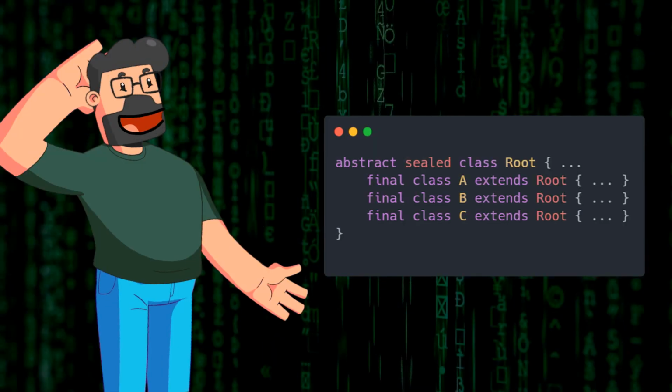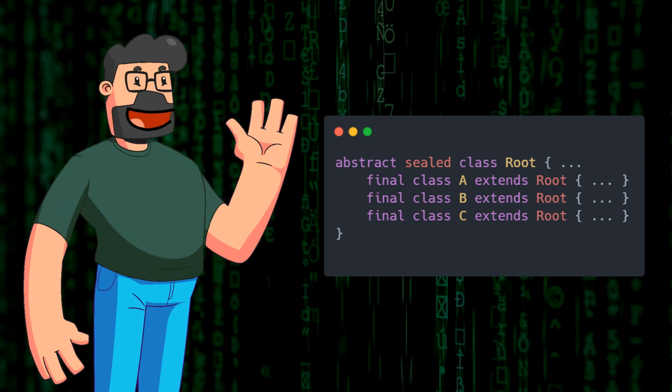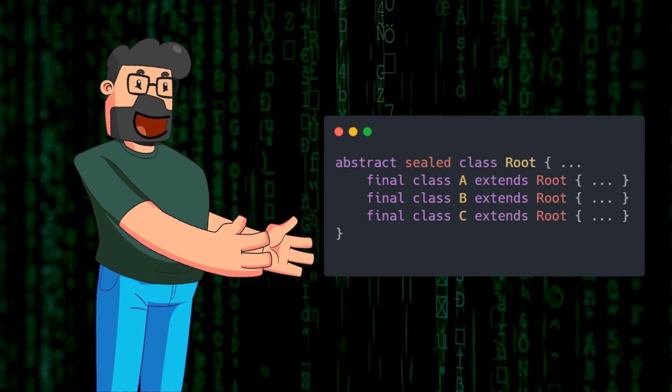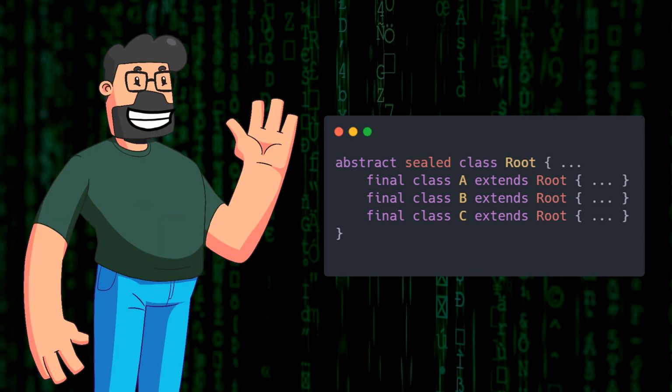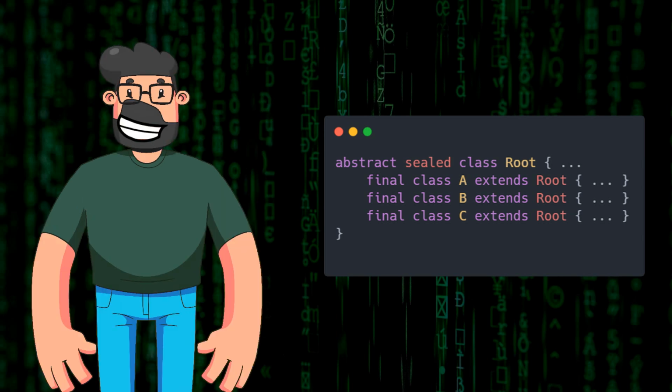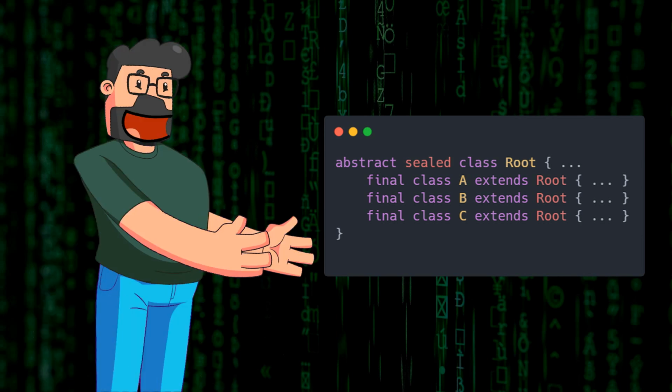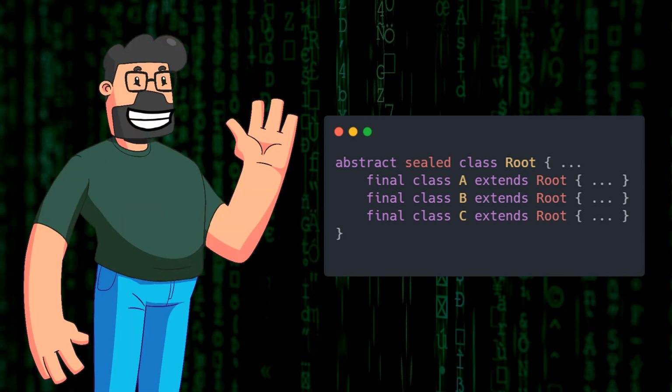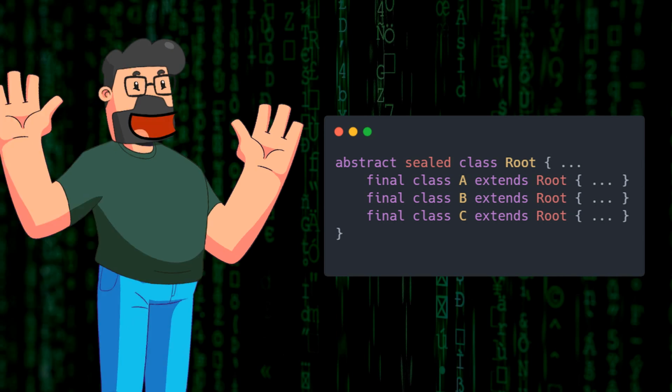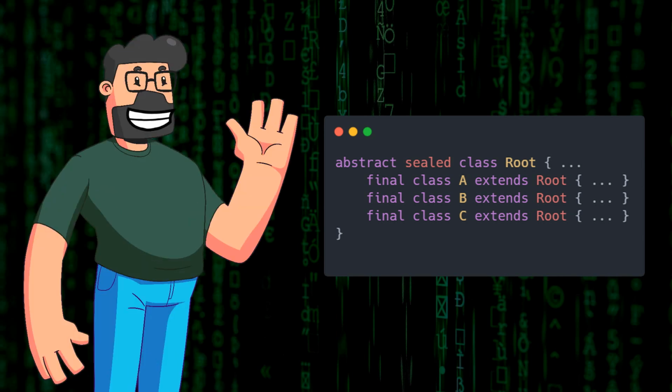Now, let's deep dive into the solution to our problem. The key insight lies in the flexibility afforded by the sealed keyword, which allows for the inference of permitted subclasses when they are declared in the same source file as the sealed class. As per JEP 409, this eliminates the need for the explicit permits clause, enabling the Java compiler to automatically deduce the permitted subclasses. Consider the code snippet provided, where the sealed class Root implicitly permits subclasses A, B, and C. This nuanced approach not only streamlines the declaration process, but also enhances the overall readability of the code.